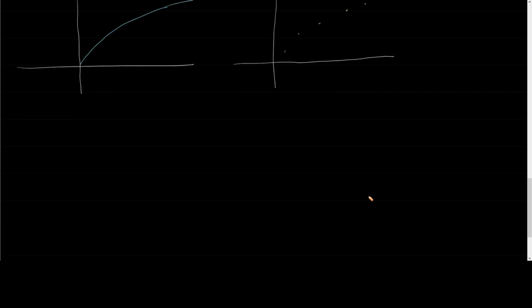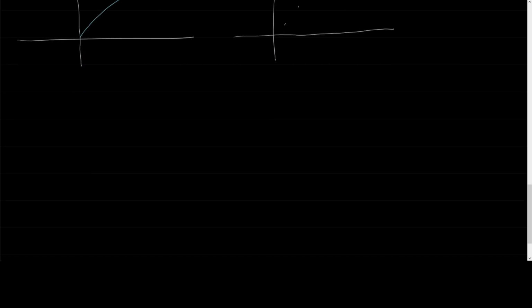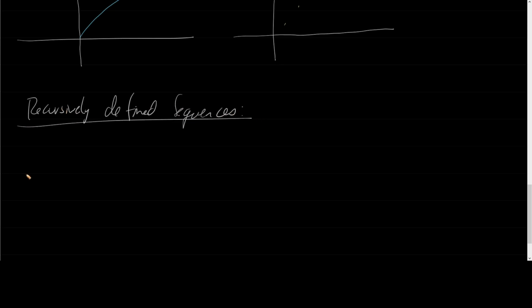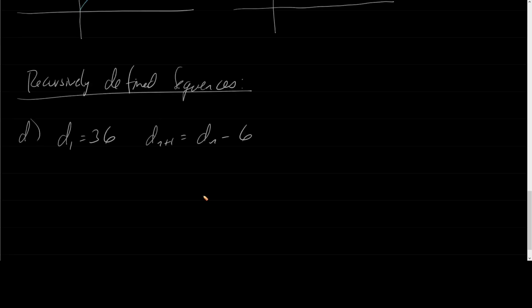Now, there are other types of sequences. There's something called recursively defined sequences. I'm not going to spend too much time on them. I just want you to be exposed to their existence. So for example, I can have that d sub 1 is equal to 36 and d sub n plus 1 is equal to d sub n minus 6. Alright, so this is recursively defined.